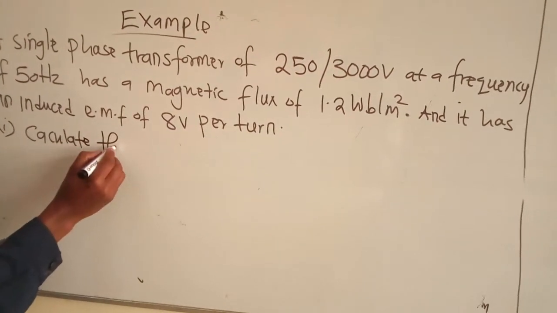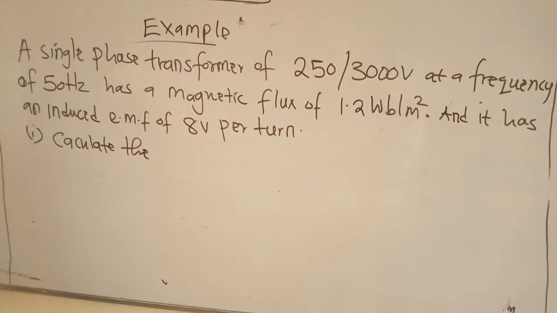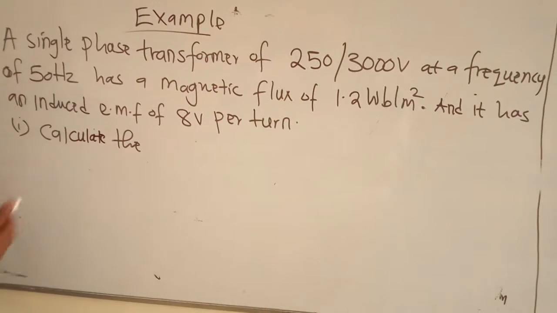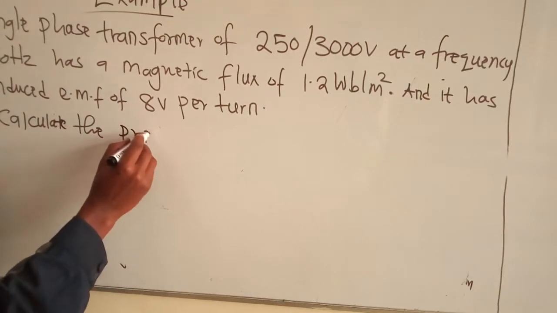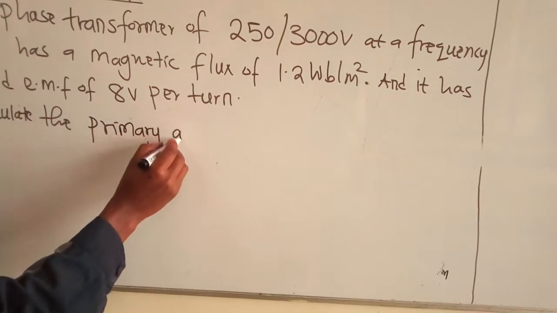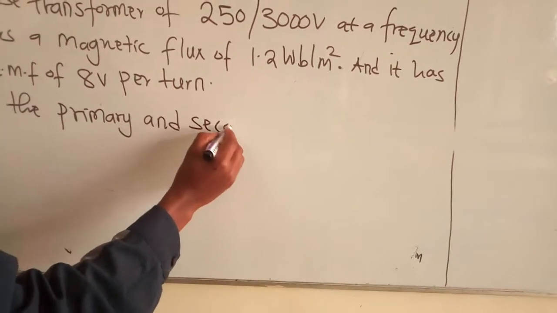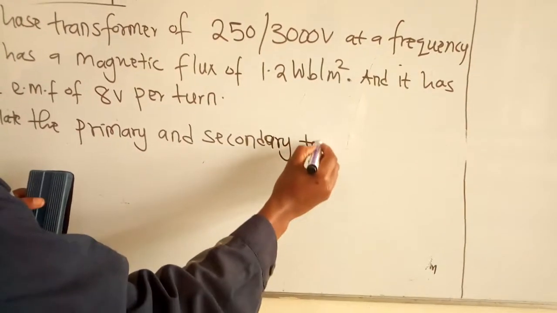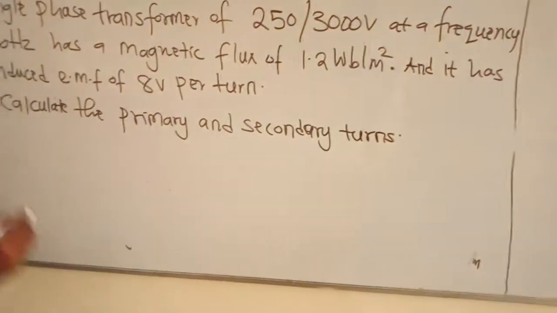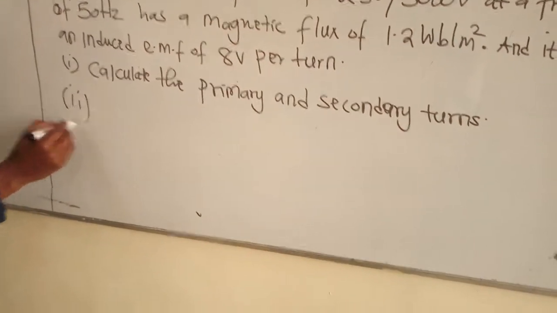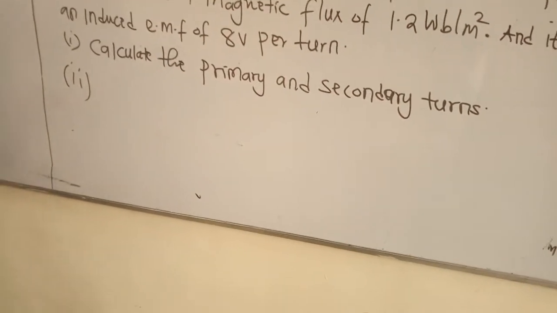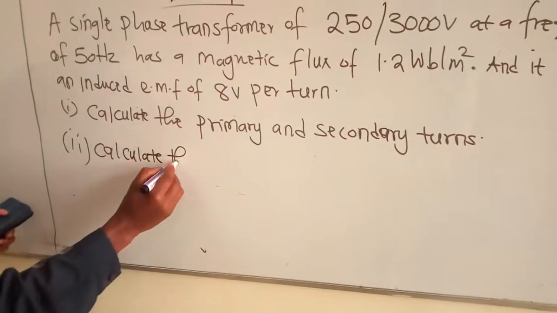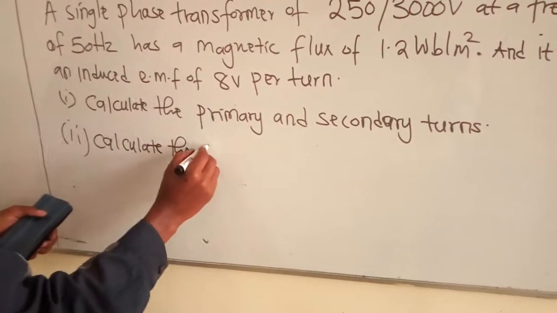Roman 1, calculate the primary and secondary turns. Then Roman 2, calculate the area of the core.